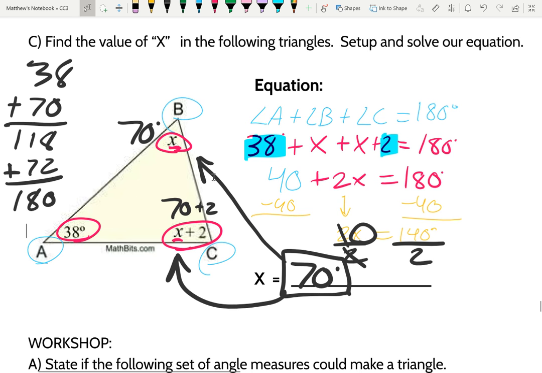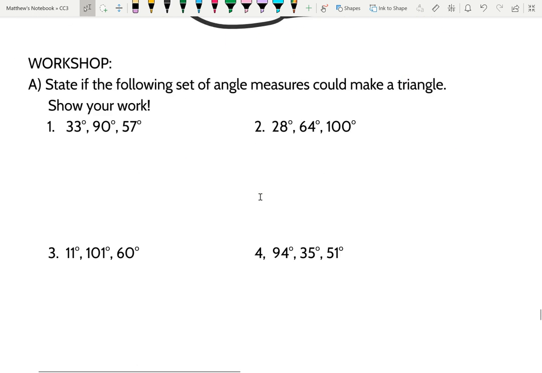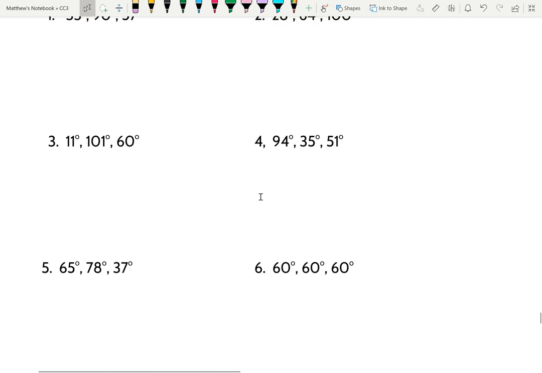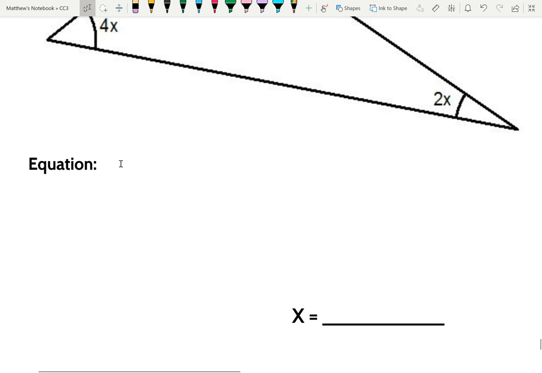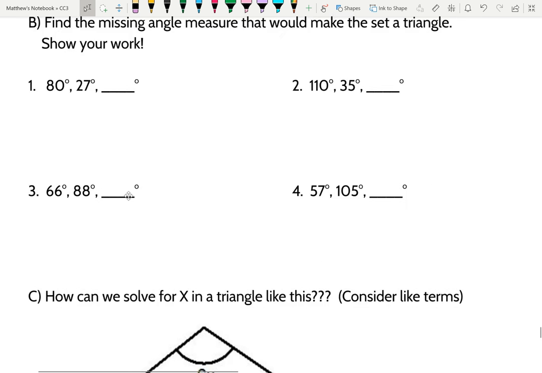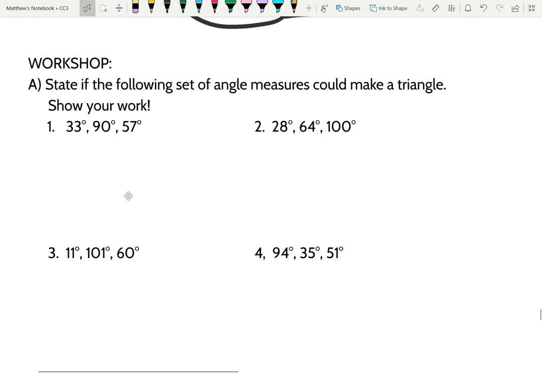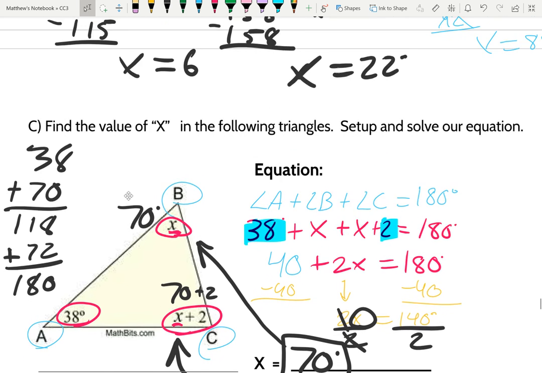All right, let's go ahead and move on to the workshop. These problems are for you to complete part A, part B, and part C. Make sure we write an equation for each of them to help you out. And once you submit this packet, you'll move on to the 2 review and preview questions, and you'll be all good to go.